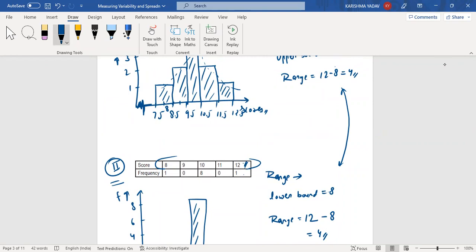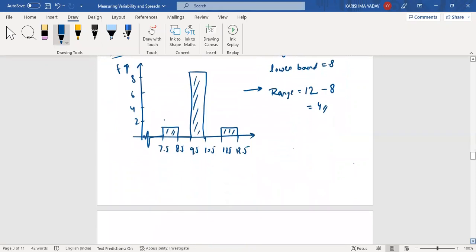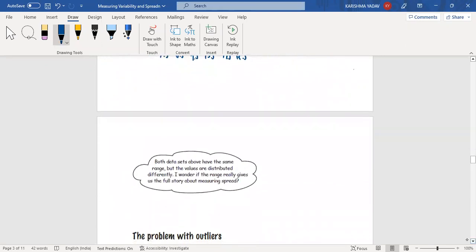So we are trying to say that even though the data are different, these results are the same. The range for this one is 4, the range for this one is also 4, but the data are quite different. What we are actually saying is that both data sets have the same range, but the values are distributed differently. Because of the distribution of these values, we got one histogram that is very symmetrical like this, and the other is like this one, that is not that symmetrical. This is due to the variability in the data.